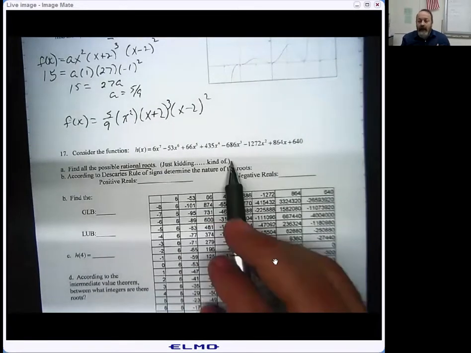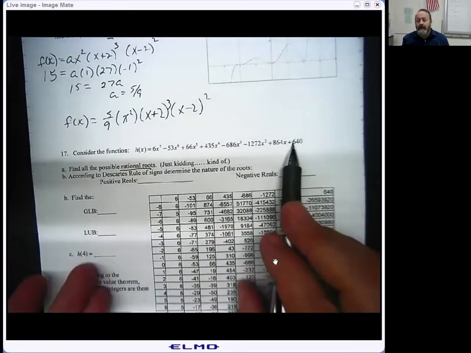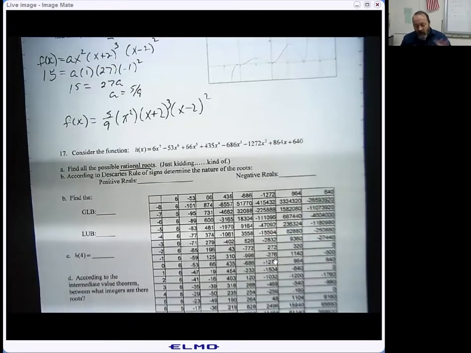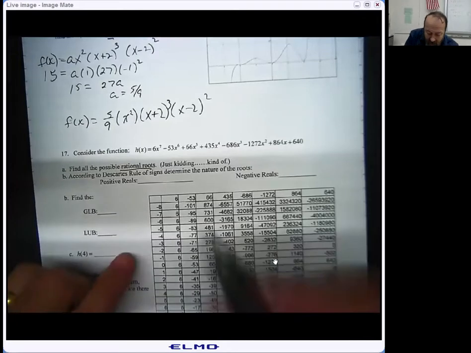The reason I said kind of is I do want you to know how to do that if the numbers were more reasonable. But this one has so many options, it's just ridiculous. So we're just going to talk about a couple of little things and then put this one to bed. We're never going to actually find all these roots. So Descartes said, let's count sign changes.